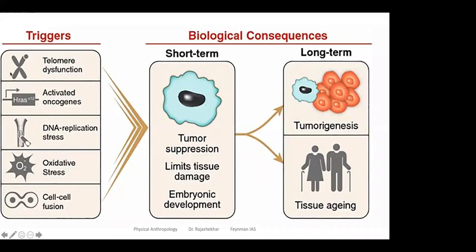Triggers for senescence can be multiple. As you see in the image here, make a note of them. What triggers a cell to not divide? Multiple factors are there. Some well-known factors are these. Telomere dysfunction. What are telomeres? Ends of chromosomes, right? Telomeres are the ends of chromosomes. So telomere dysfunction.